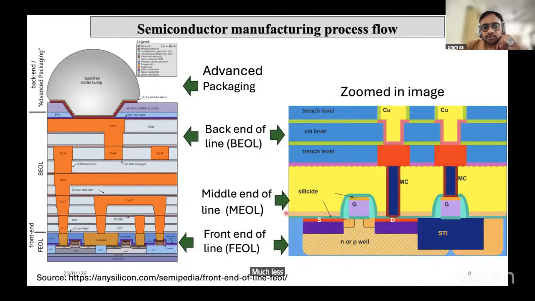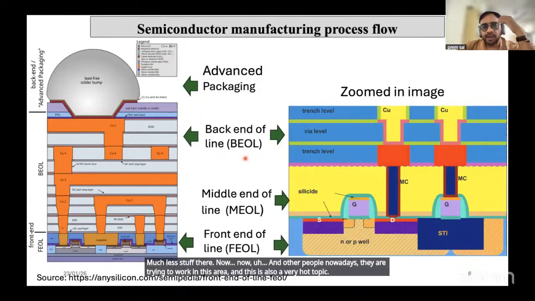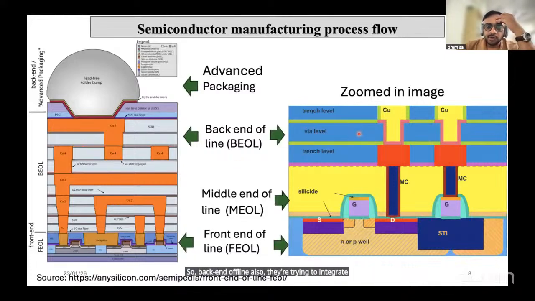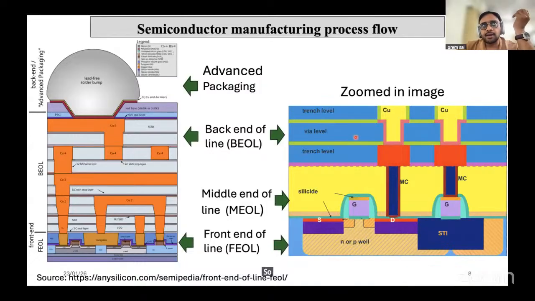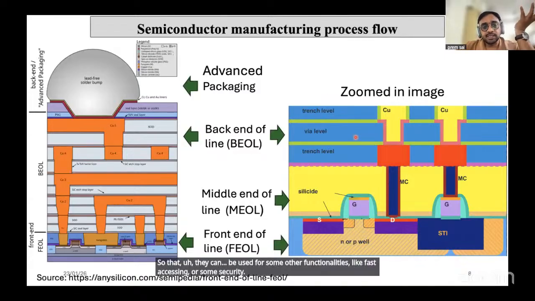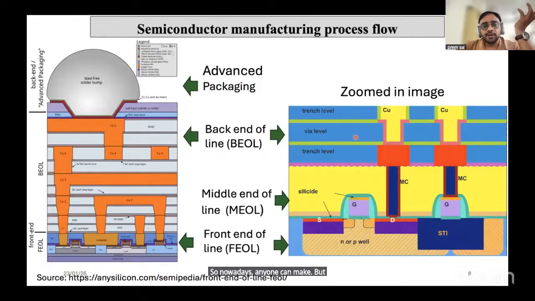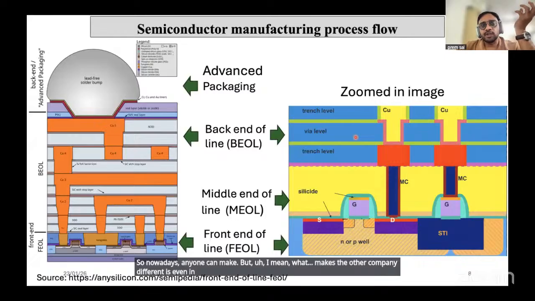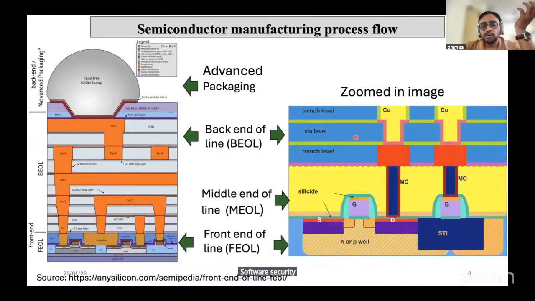Other people nowadays are trying to work in this area, and this is also a very hot topic. In the back end of line, they are trying to integrate some memories such as RRAMs or ferroelectric memories, so that they can be used for other functionalities like fast access or some security. Nowadays anyone can make chips, but what makes a company different is security. Software security can be hackable, but people are trying to build security at the chip level itself.